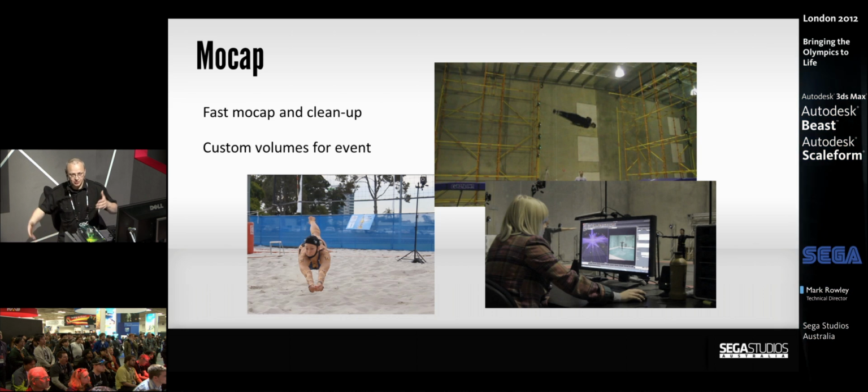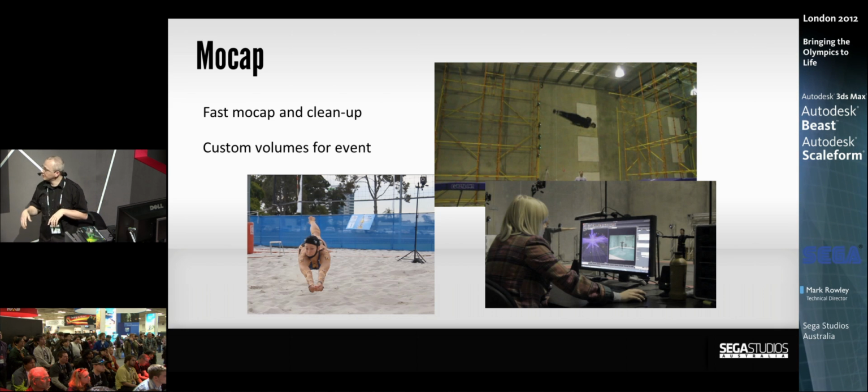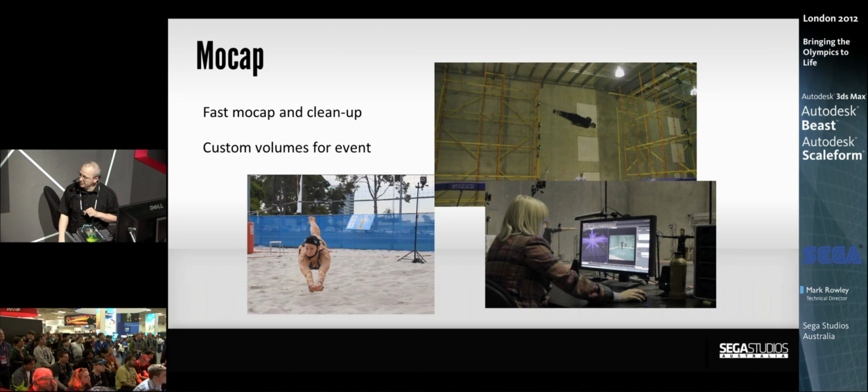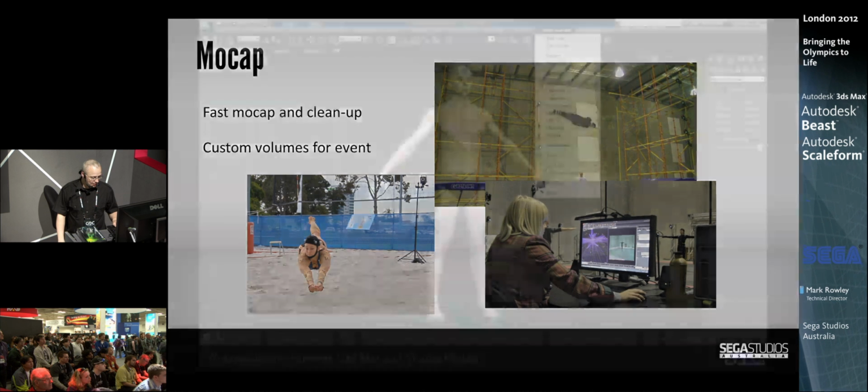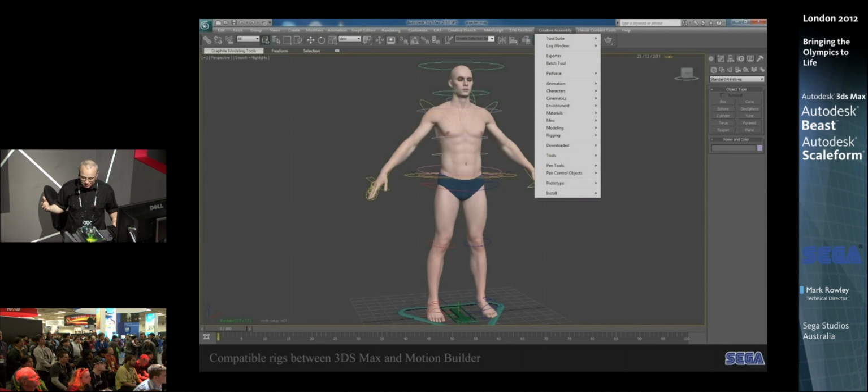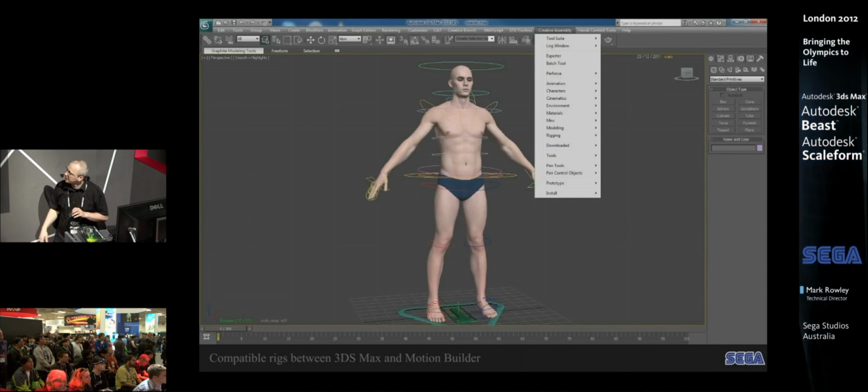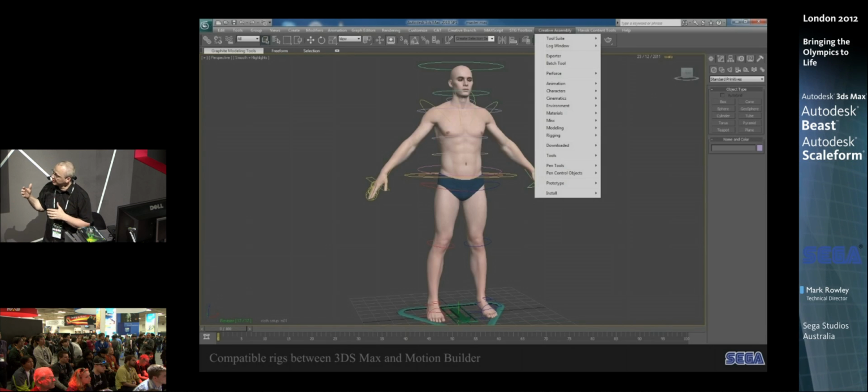We built a really tall volume for trampoline. We built one outside for beach volleyball, just to get the athletes in their environment to make it a little bit better. Generally that went straight through to FBX, straight through to Motion Builder, but we used FBX as an interchange format.